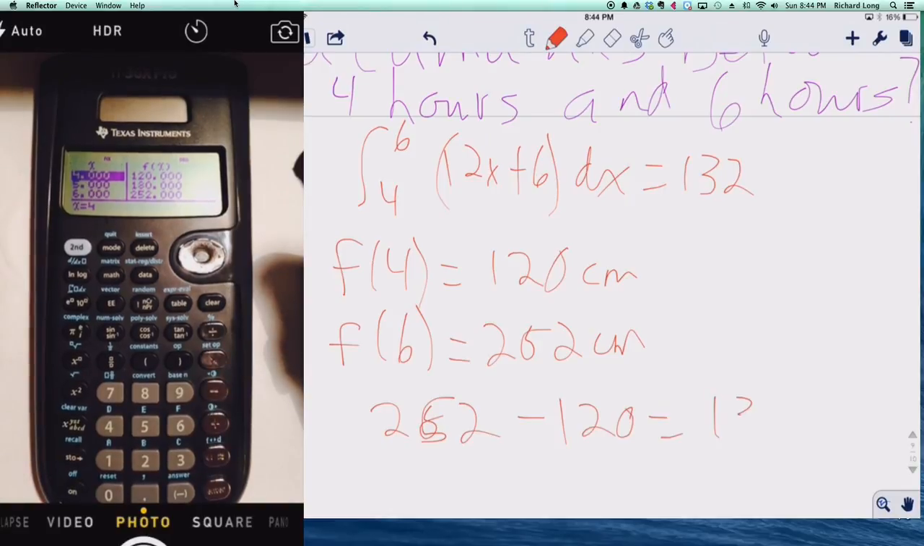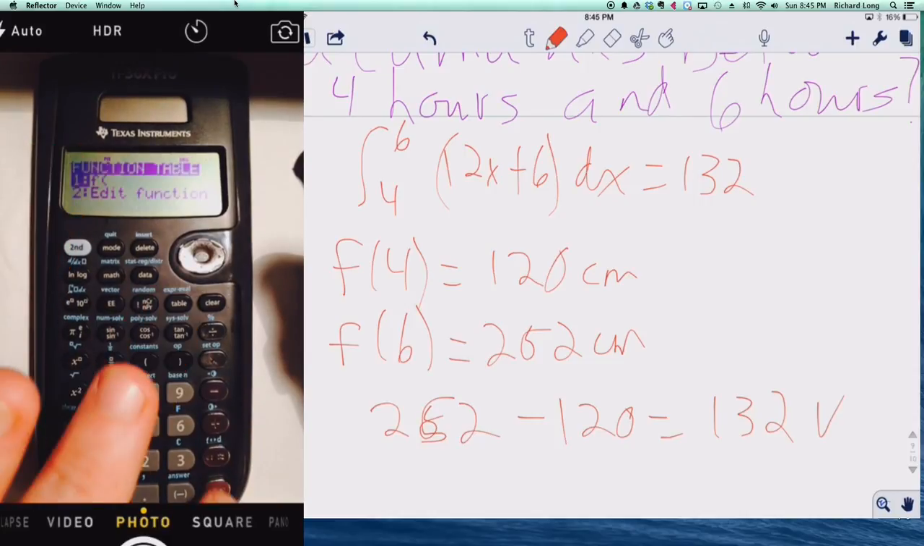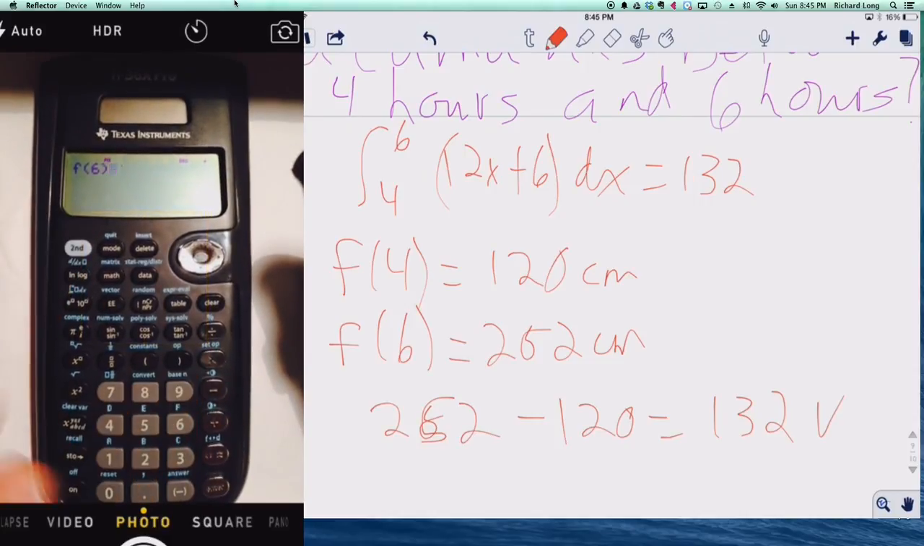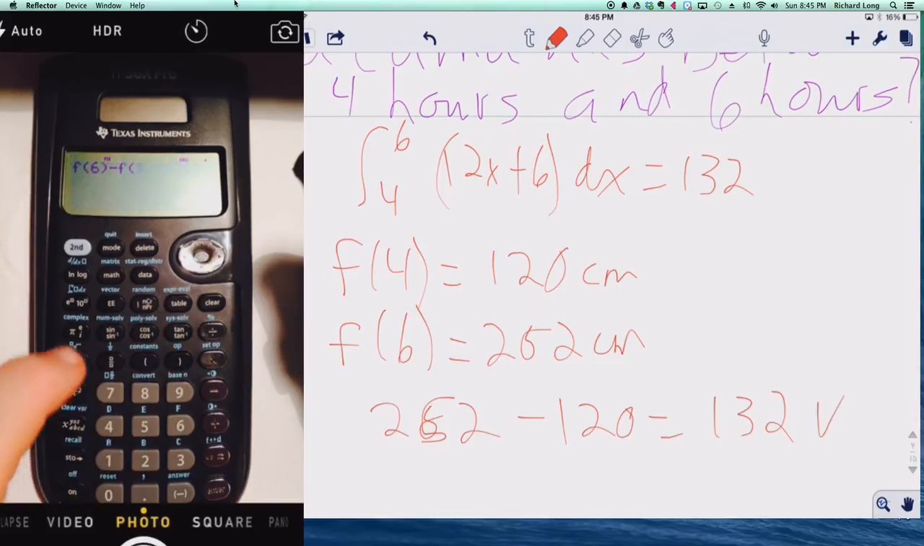If I wanted to do that outside of this, I would hit second and quit. I can use my function notation, and I can say f at 6, which represents the area under the curve from 0 to 6, and take away table function f at 4. That would give me the accumulation at 6 hours less the accumulation at 4 hours, which would give us the accumulation between 4 and 6. So you can see you get the answer that way as well. I just wanted to show you there's a variety of ways of doing this, and they work in each way in turn.